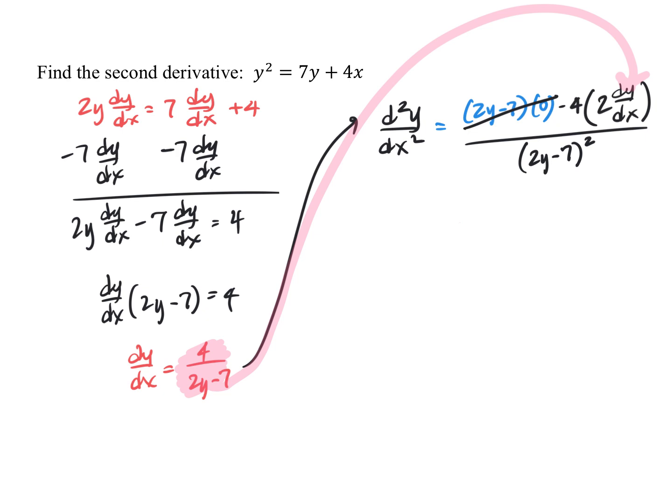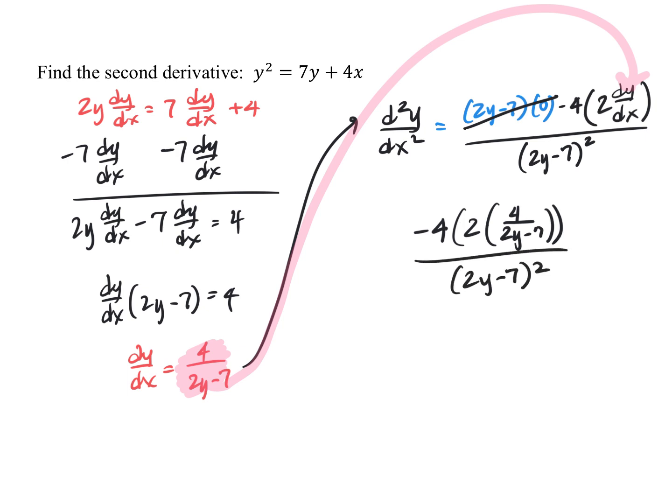Brady, ready? I'm actually going to leave it out just in case people are wondering where things are coming from. -4 times a 2 times up. My dy dx is a 4 over 2y minus 7, all over 2y minus 7 squared. Focus. Brady, can I take this times that times that? What would that get me? Negative 32. Love it. Over 2y minus 7, over 2y minus 7 squared.